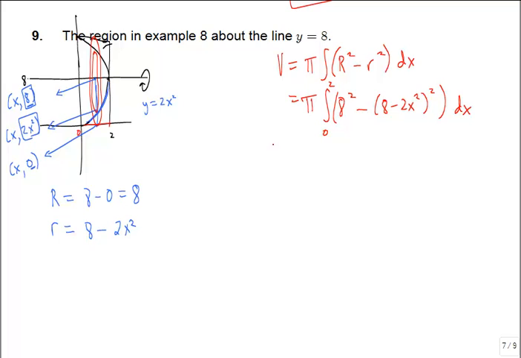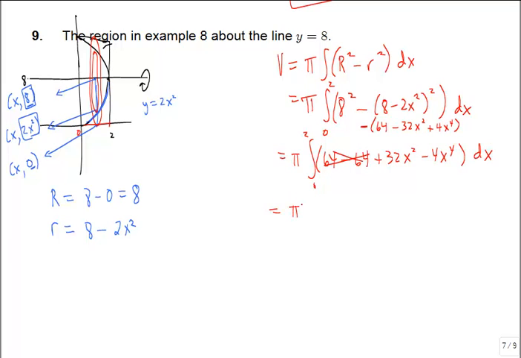Okay, now to integrate. 8 squared is 64. We are going to need to FOIL this out, so that's going to give me a 64 minus 8 times 2 is 16, and I'm going to get 2 of those, so that's a 32x squared, and then 2x squared times 2x squared is 4x to the 4th, but all of that has this minus in front, so I need to distribute the negative across, so it switches all my signs around. And that means the 64's cancel. So what I'm integrating is just 32x squared minus 4x to the 4th.